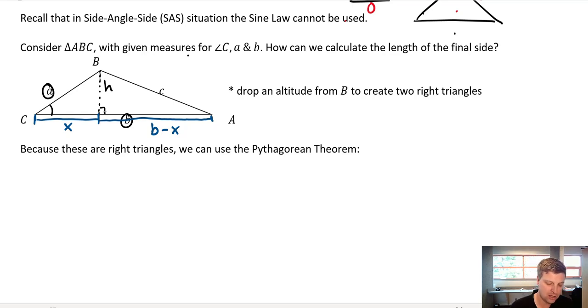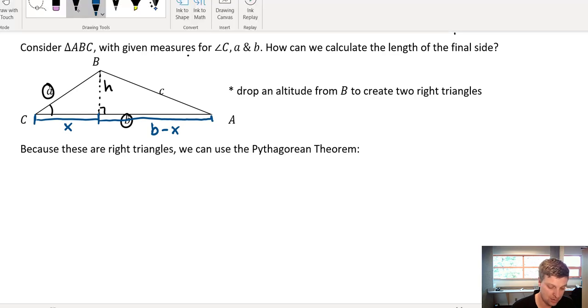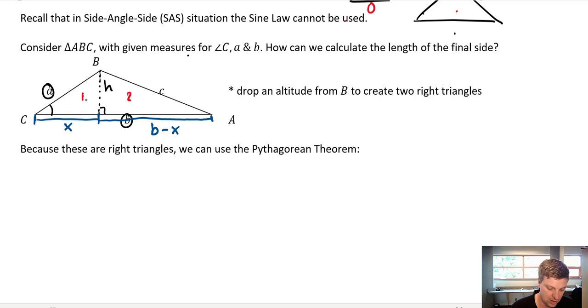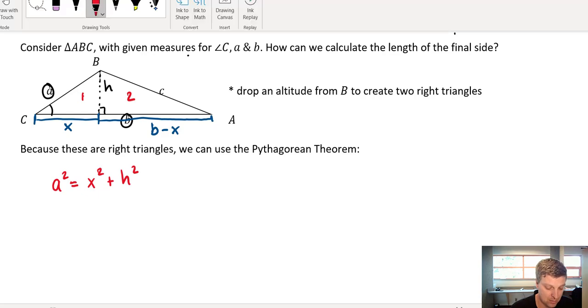So I'm going to start looking at this triangle. Maybe I'll just kind of label them. I'll just call them triangles 1 and 2. So there's triangle 1 and triangle 2, so we know what we're talking about. So for triangle 1, first thing I do is I'm just going to do Pythagoras and see where that ends up. So a is the hypotenuse of triangle 1, so I would get a squared is equal to the sum of the two other sides squared. So x squared plus h squared. Okay? I don't know x or h, so I'm kind of at a loss. So I'm going to keep on going here.